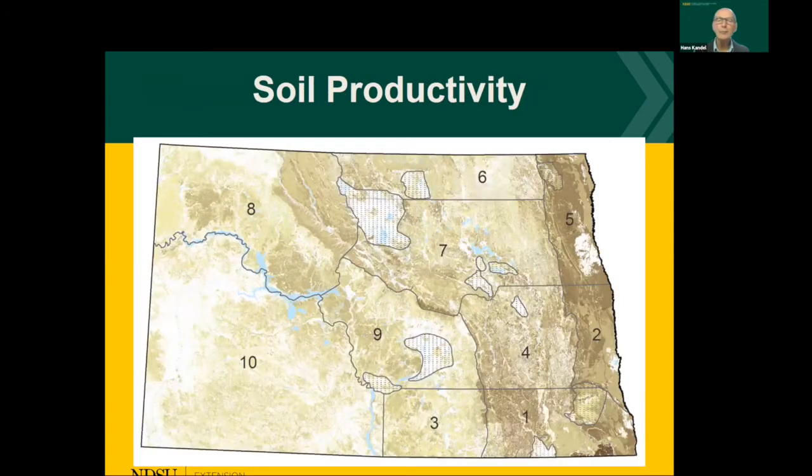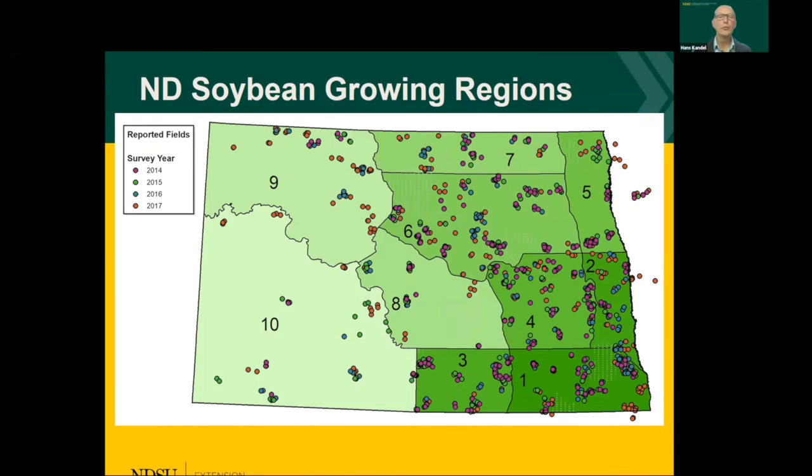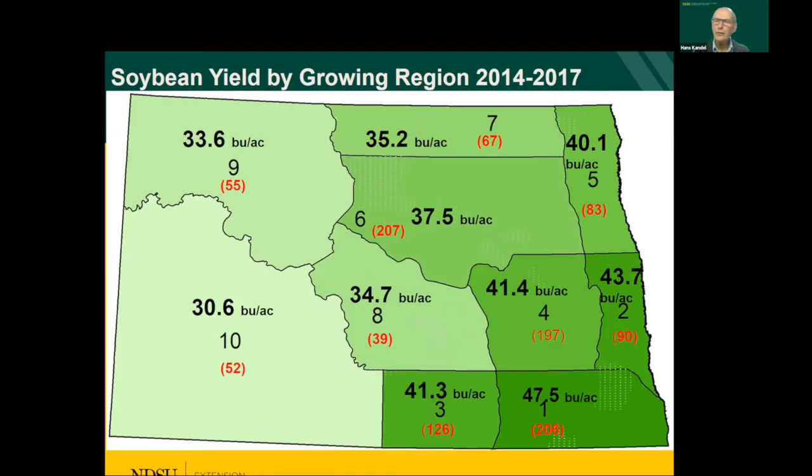So if you look at this map, it is looking at soil productivity, the darker color, more productive than the lighter color. So what we did based on those regions, we divided up the state in some regions for soybean production to see if we can differentiate between the various regions in the management recommendations. So these were fields surveyed in 2014 to 17, and all the dots represent the fields that we have data from.